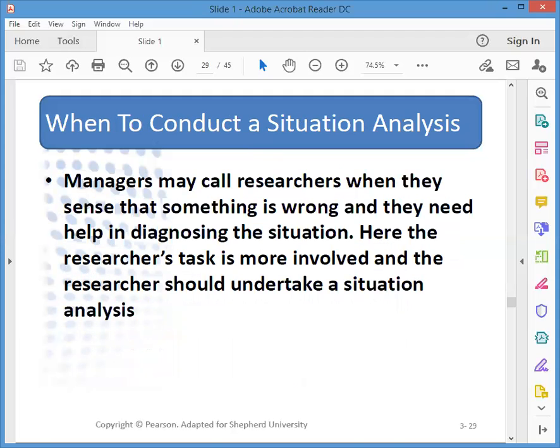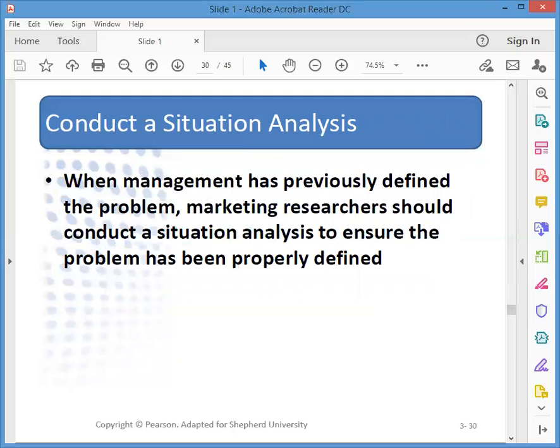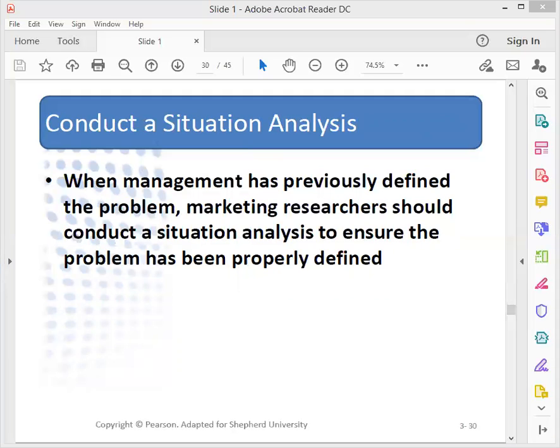So we need to conduct a situational analysis when managers sense something is wrong and they need help in diagnosing the problem. The researcher is involved to get a professional, well-trained, methodical second view on the situational analysis. So the researcher should conduct a situational analysis to ensure that the problem has been properly defined.